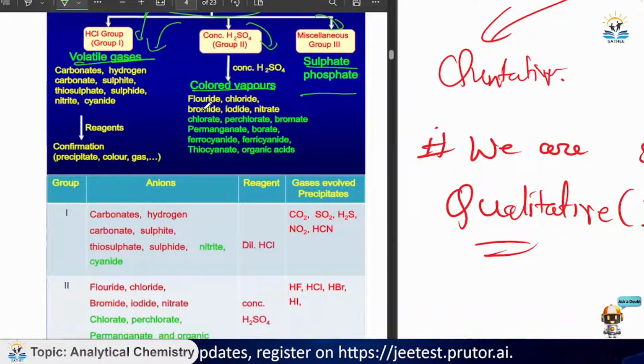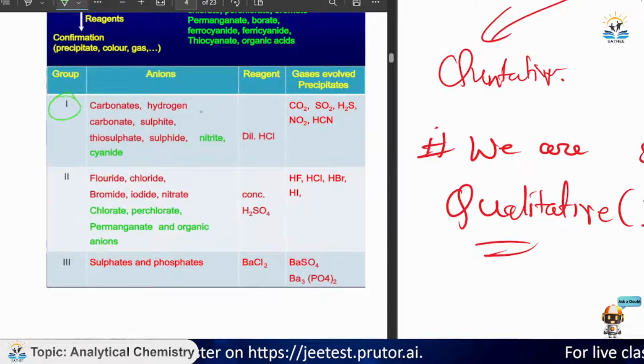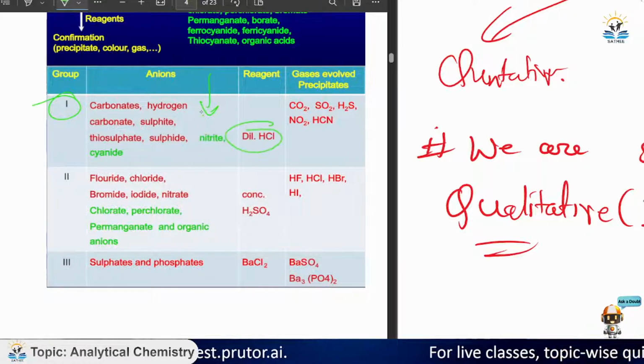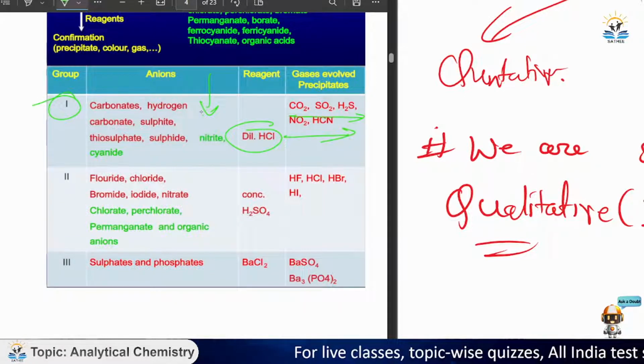I will tell you. See, like here, it's also written. This is group 1: carbonate, hydrogen carbonate. These are the anions in that group, and we use the reagent dilute HCl here. The gases evolved or PPT formed will be this. You can read it.